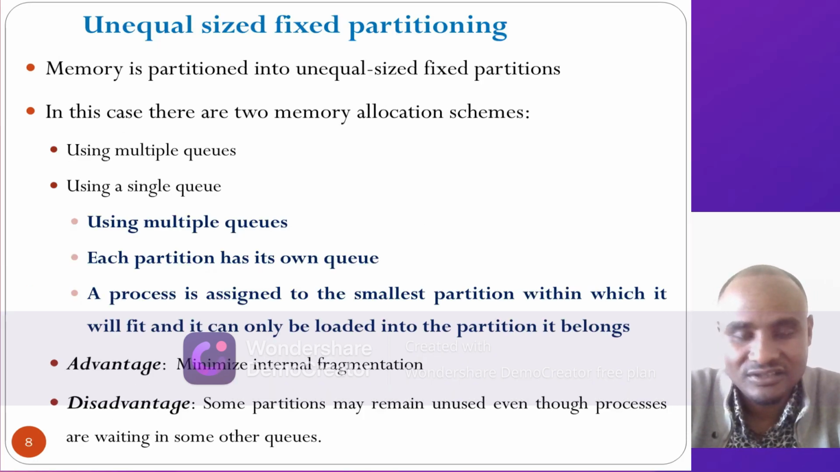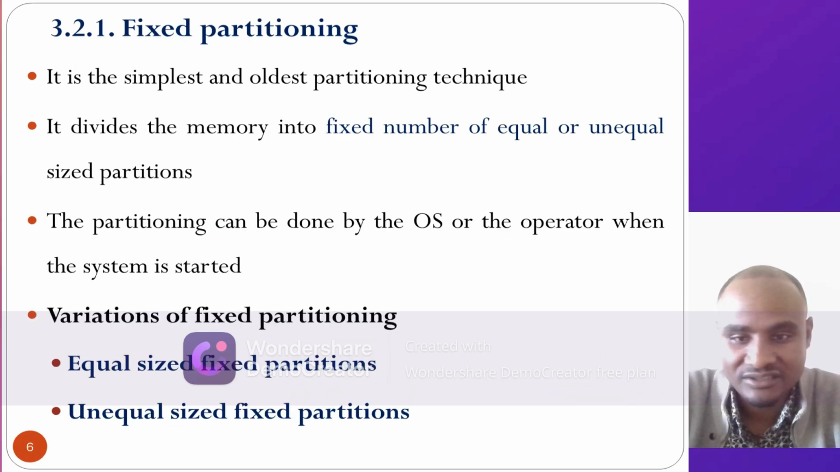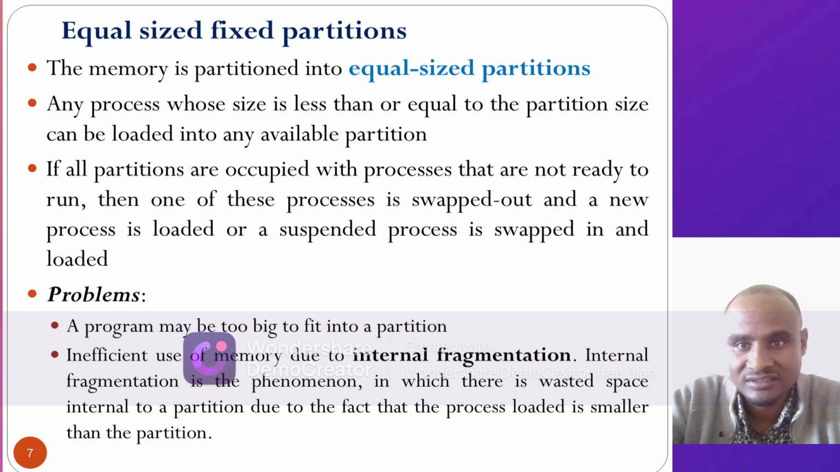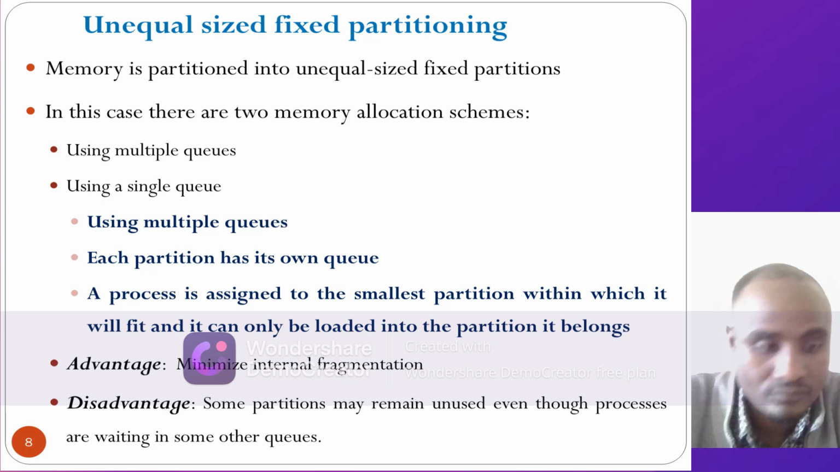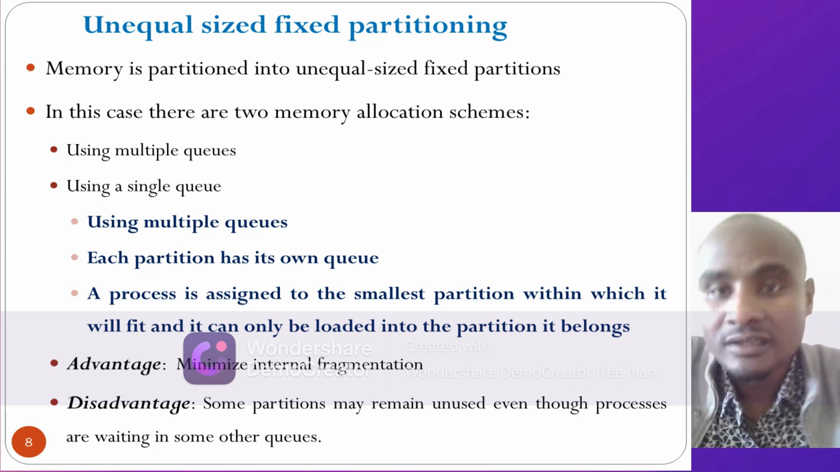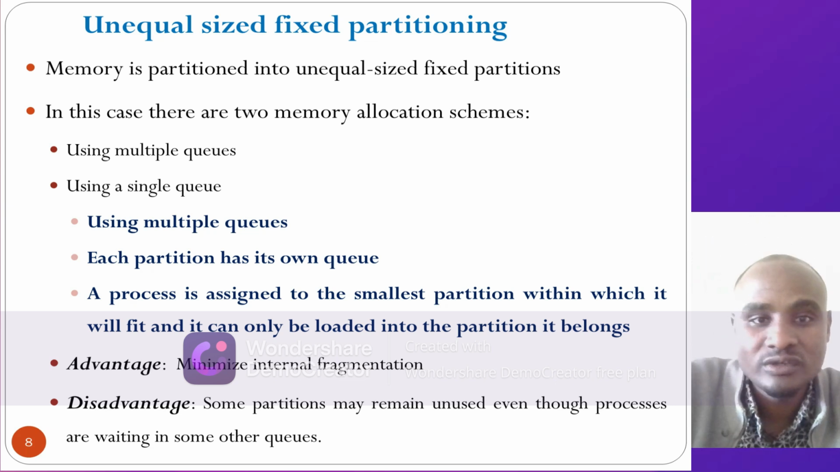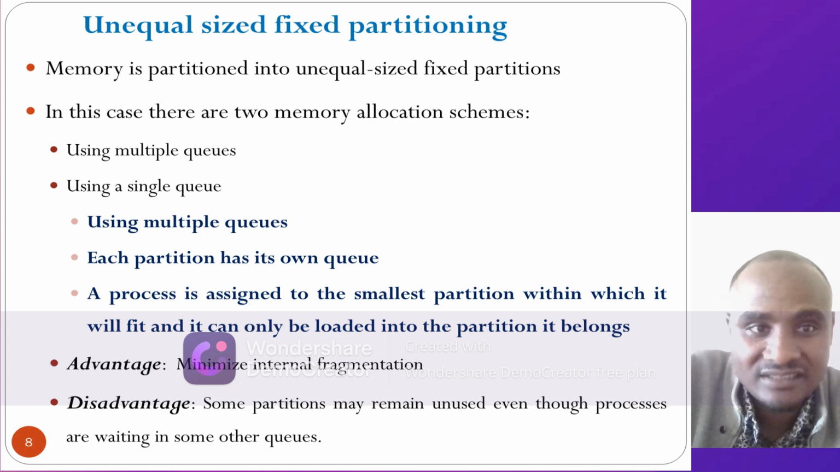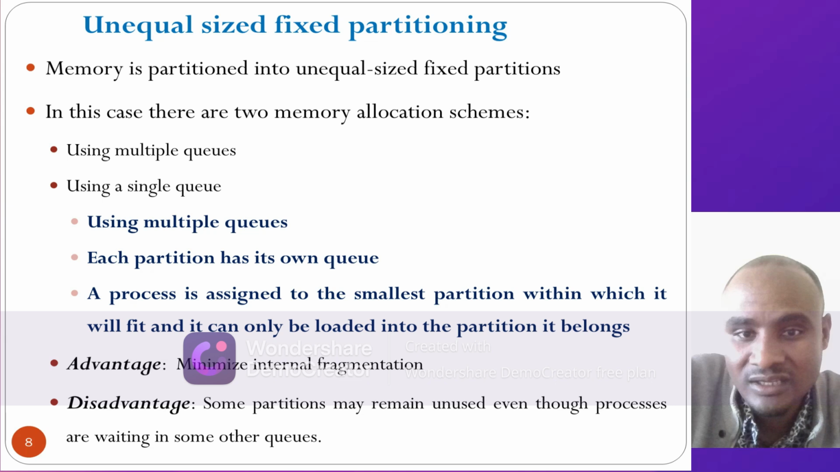The second technique of fixed partitioning is said to be unequal sized fixed partitioning. Unequal sized fixed partitioning: memory is partitioned into unequal sized partitions, or the partitioning size is not equal. In this case, there are two memory allocations, that is multiple queue and single queue. Using multiple queue, each partition has its own queue.